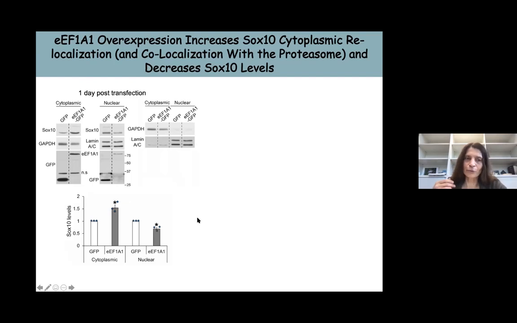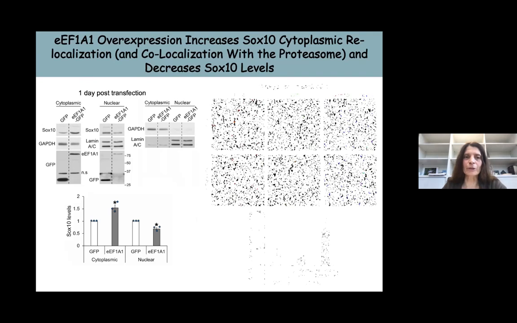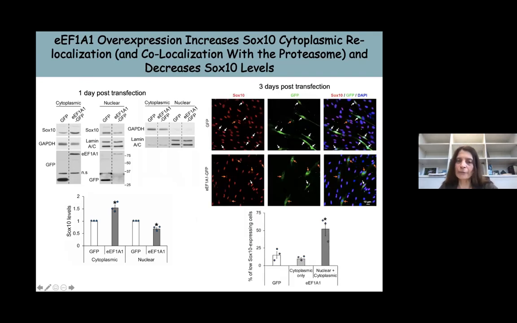And if you wait longer, so 3 days post transfection with EF1A1, you can see here the transfected cells. And in most of these cells, you can see the levels of SOX10 are extremely low. And this is the control GFP. You can see that in contrast, the levels of SOX10 remain mostly the same. So if you increase the expression of EF1A1, you relocalize SOX10 into the cytoplasm, and then you decrease the levels of SOX10.